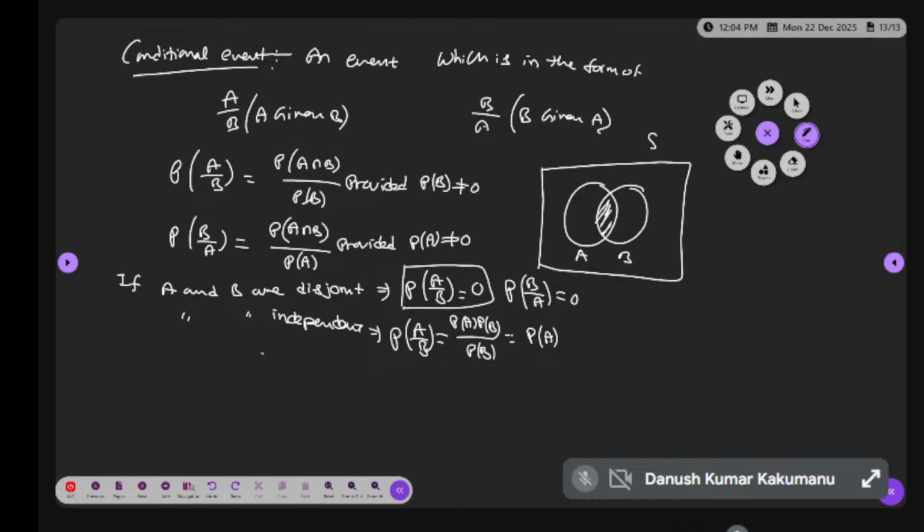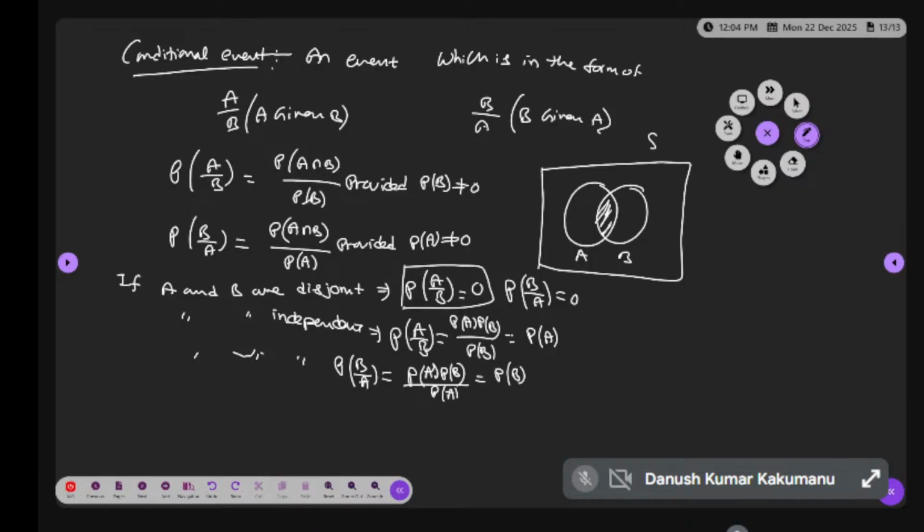In the same way, if A and B are independent, what is P of B given A? P of A into P of B divided by P of A. Then what is the result? P of B.